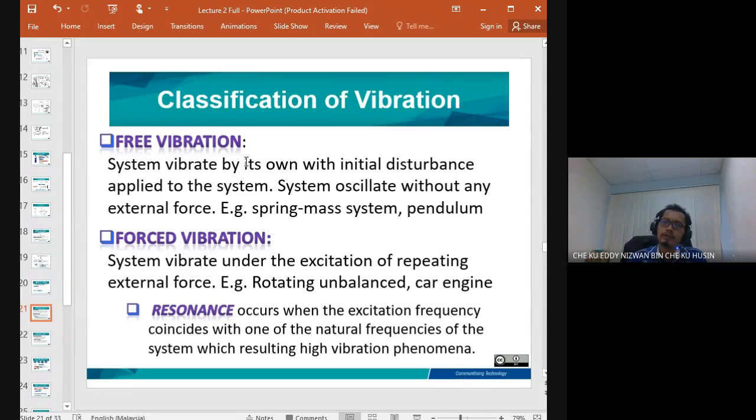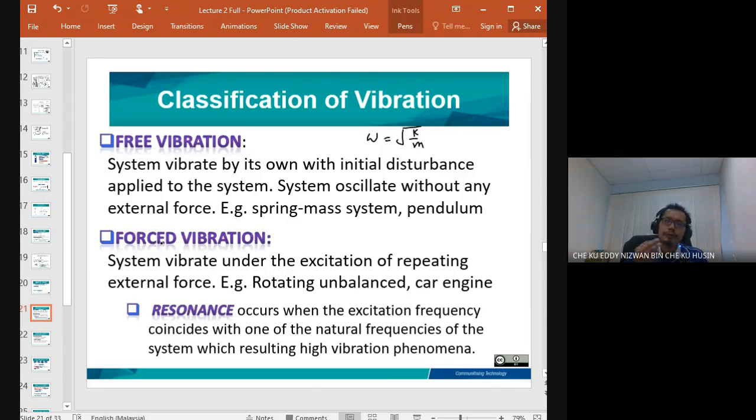Free vibration, the frequency depends on the mass and spring, which are the parameters to calculate the natural frequency. Basically the natural frequency omega is equal to the square root of k over m. So with another m, another k, you can predict it.